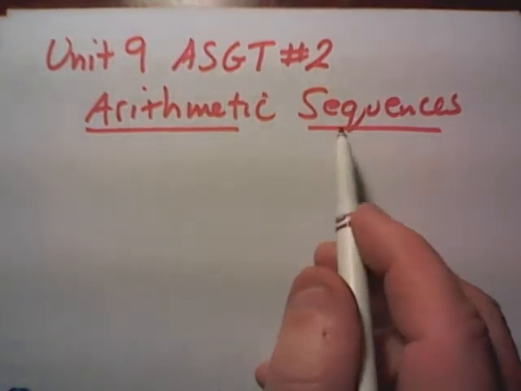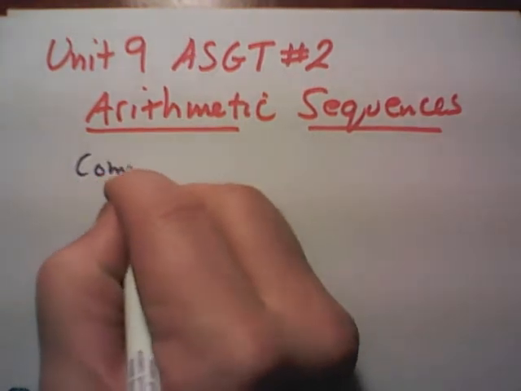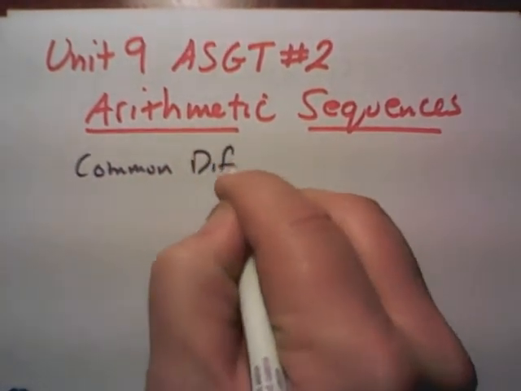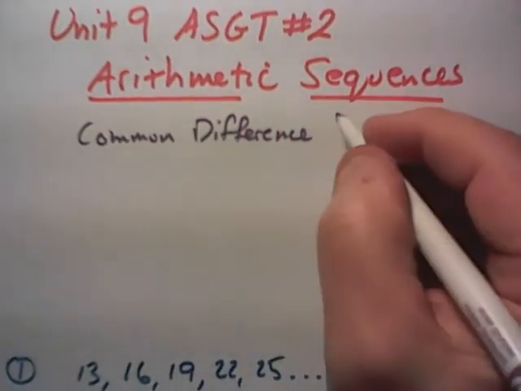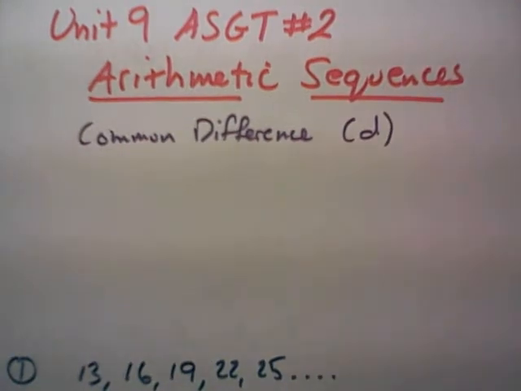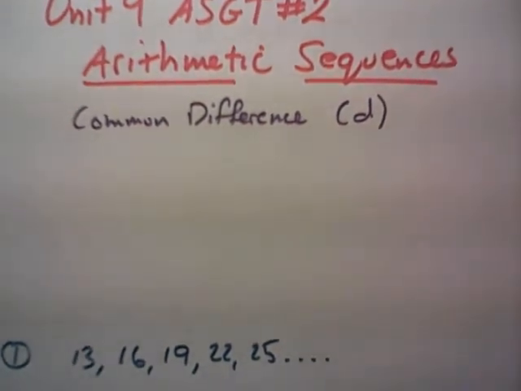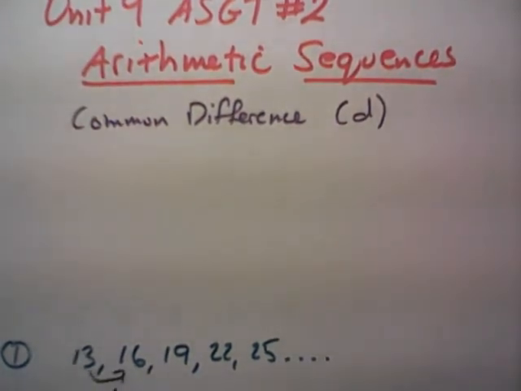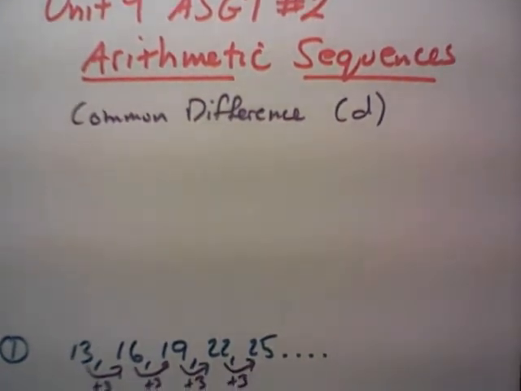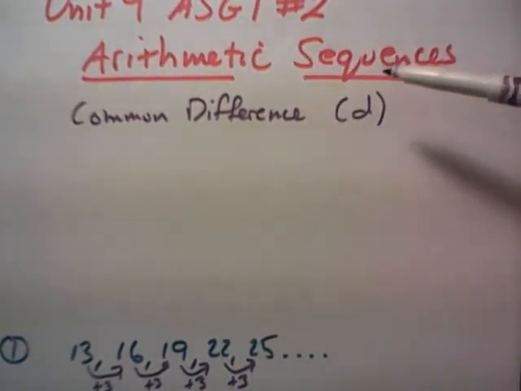First of all, an arithmetic sequence is something that has what we call a common difference. A common difference, we're going to denote as D. With this particular sequence, the common difference is 3. The common difference is what we add to each term to get the next term. So 13 plus 3 is 16, 16 plus 3 is 19, and if I keep adding 3 each time, that's what makes it an arithmetic sequence.